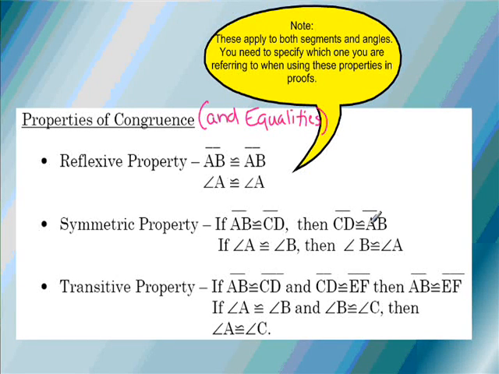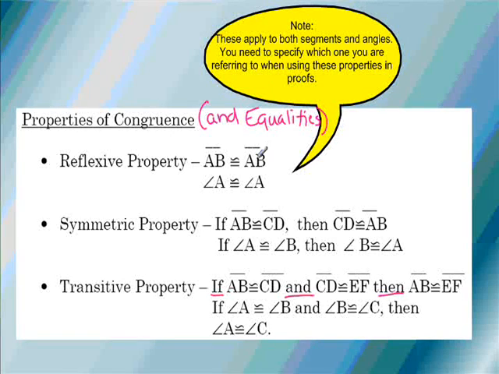All right, my symmetric property basically states if AB is congruent to CD, then CD is congruent to AB. Or if angle A is congruent to angle B, then angle B is congruent to angle A. So I just basically flip the order around like looking in a mirror. And then my transitive property, I like to call my if and then property, which states that if AB is congruent to CD and CD is congruent to EF, then the first is congruent to the last. And it works also with angles.